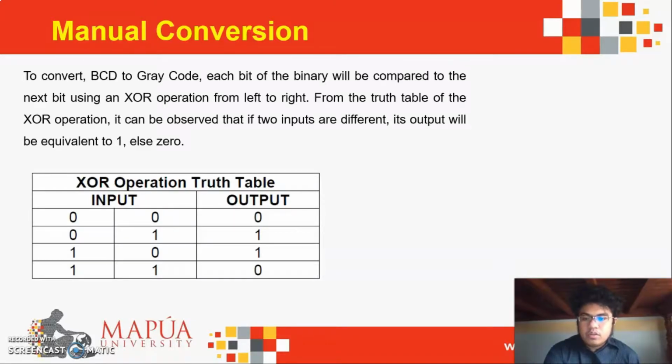From the truth table of the XOR operation, we can observe that if the inputs are the same, its output will be 0. And if the two inputs are different, its output will be equal to 1. In the next slide, I will show you an example of conversion from BCD to its Gray code equivalent.